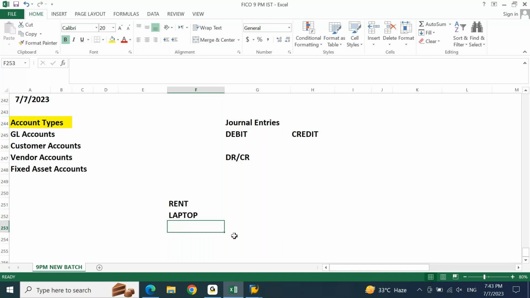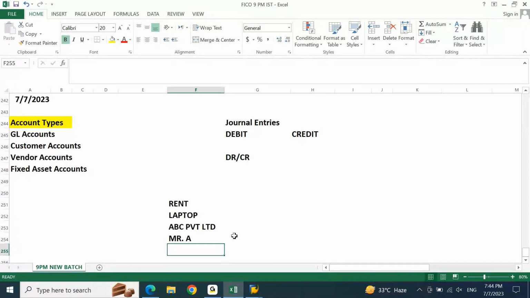If I put ABC Private Limited, it can be a vendor or it can be a customer. Similarly, if I put Mr. A, same. It could be customer account or vendor account. So whenever you put any name, it can be a customer or it can be a vendor.